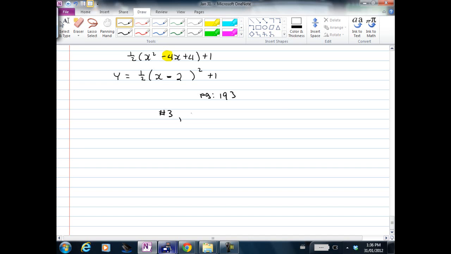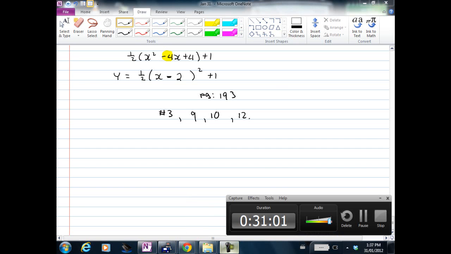Number 9. Number 10. They're all the same questions, so that's why I'm not going to do every single thing step by step. And number 12. Okay. That's all we're going to do for now. Again, this is called completing the square. It's a technique for you to turn standard form into vertex form. From vertex form, you can do your own work. And that ends our completing the square.